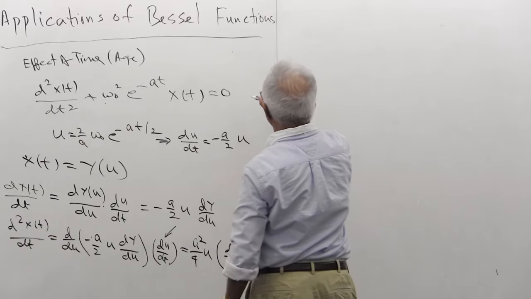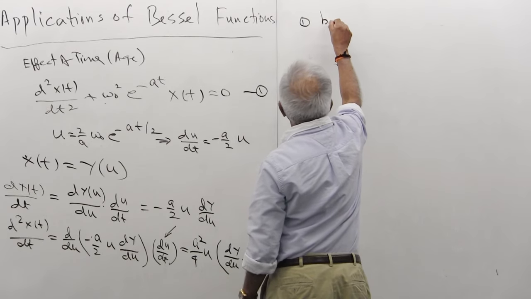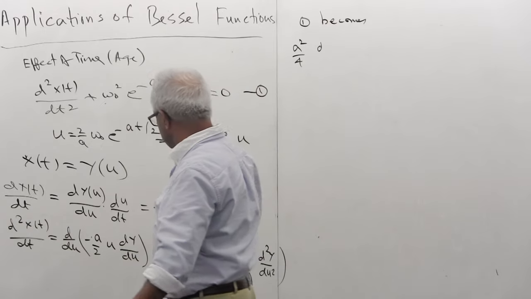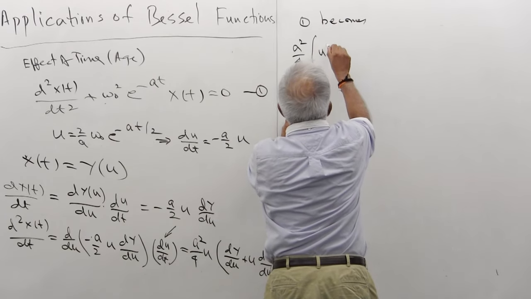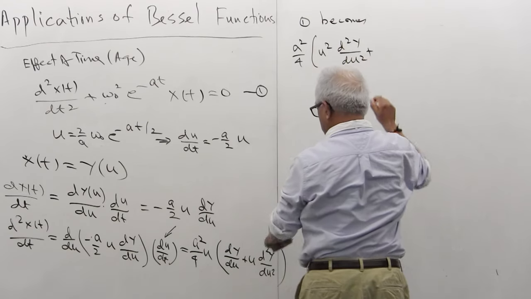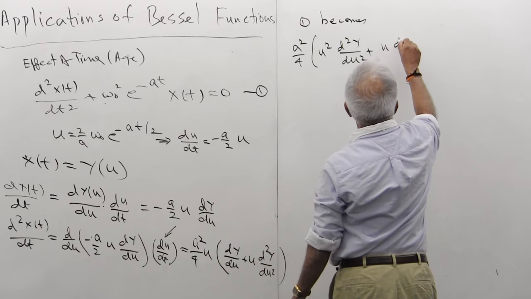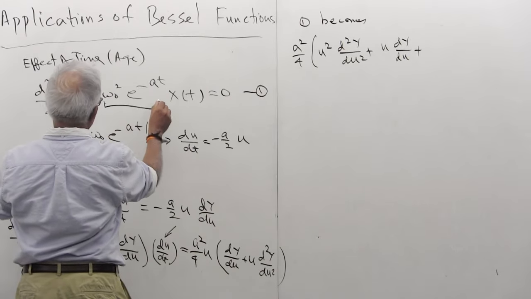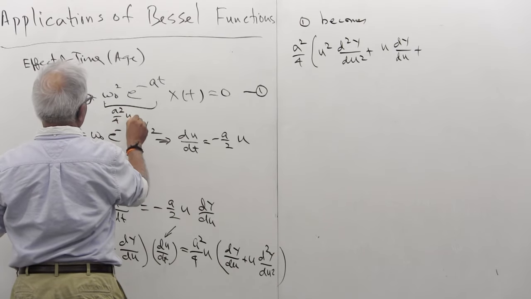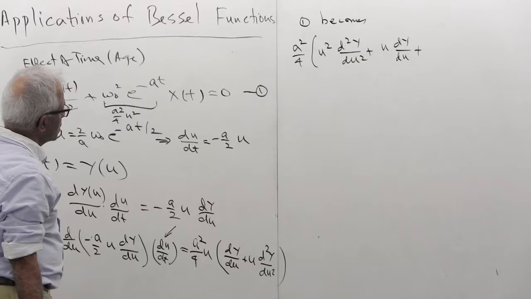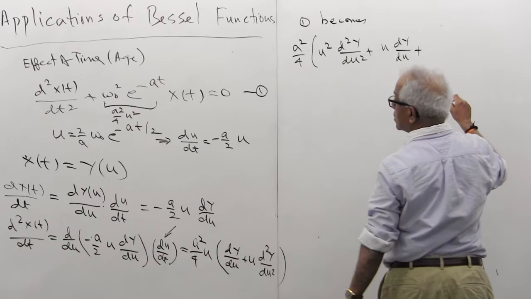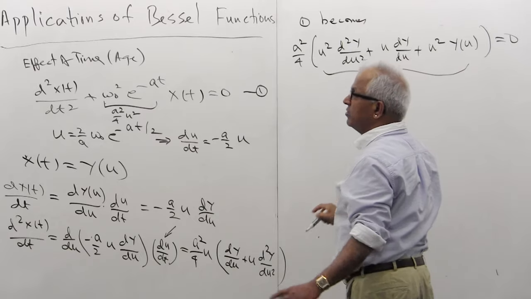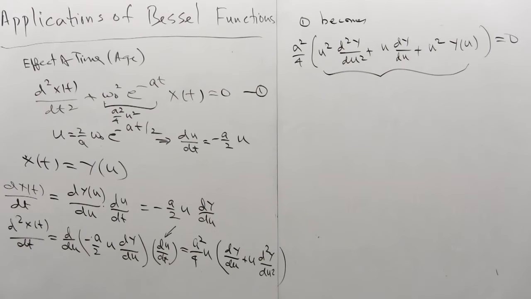If you substitute that into this equation, it now becomes a squared by 4 as a common factor. Then the d squared y by du squared has a coefficient u squared. The next term is u dy by du. Plus this quantity, the way we have defined it, a squared by 4 u squared. So you can see why the 2 over a was introduced. We can pull it out and this becomes u squared. We'll use the new variable. This quantity, of course, we notice is a special case of this equation with n equal to 0.